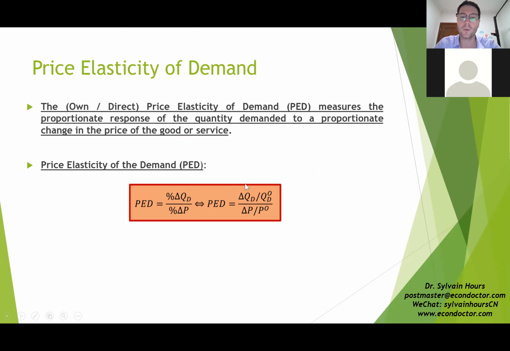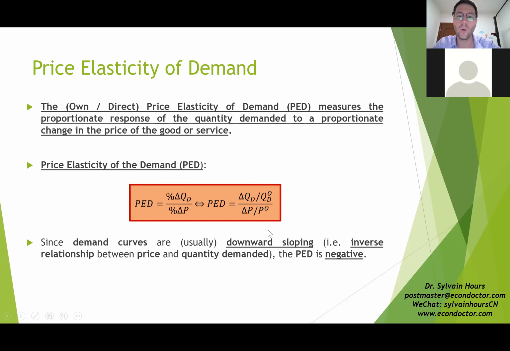Okay, and I can rewrite it. So QD is QD. The O here means that's the old value, so that's the initial value if you want. And same thing there. PO is the old price. So delta P is new price minus old price divided by old price. So we do indeed have a percentage change. Delta QD is the new quantity minus the old quantity. Because here I divide by the old quantity, I have a percentage change. So this is how they should actually calculate it.